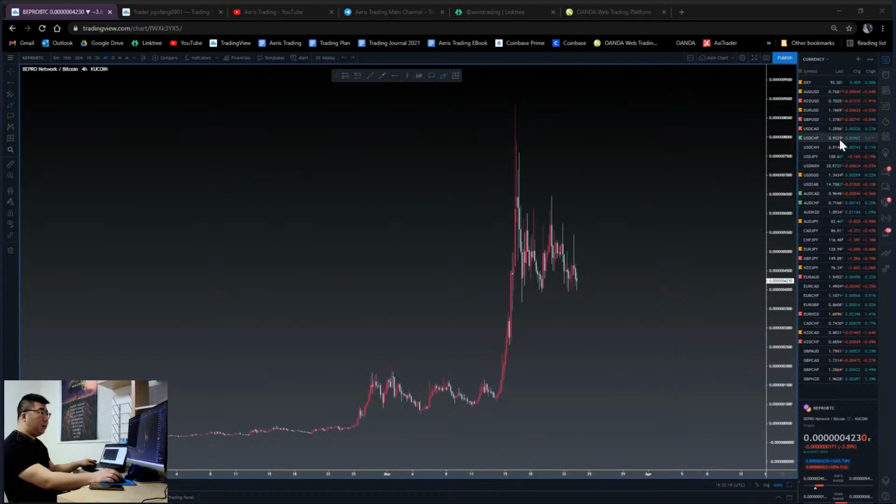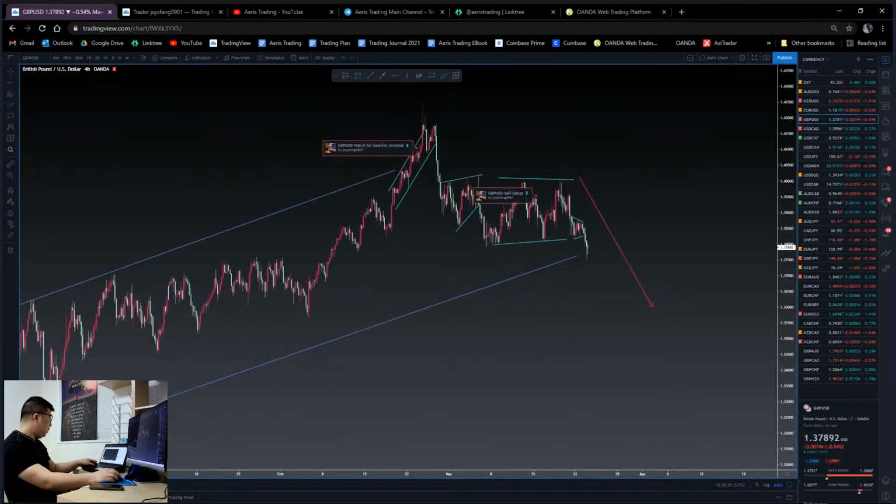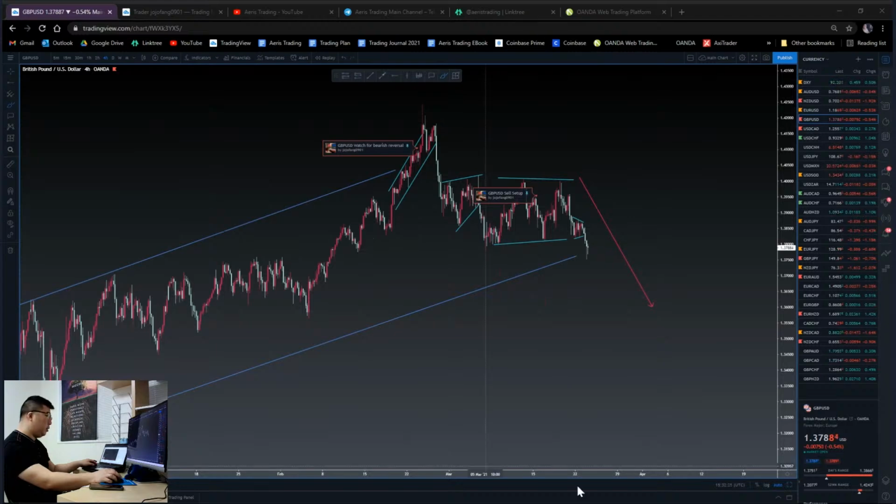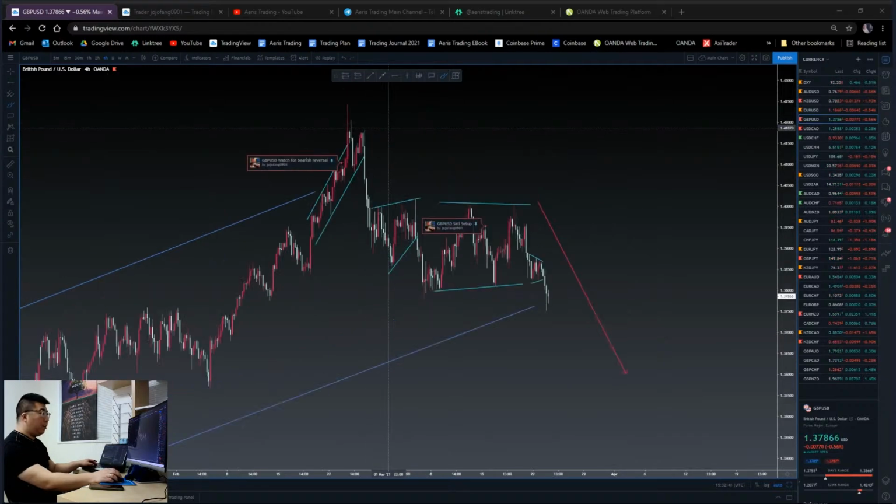What do I see on pound dollar? You look at pound. I'm going to be wrapping up very soon afterwards, guys. So if you have any other questions, let me know. But I'll be wrapping up the stream very soon. So pound dollar, what do I see?